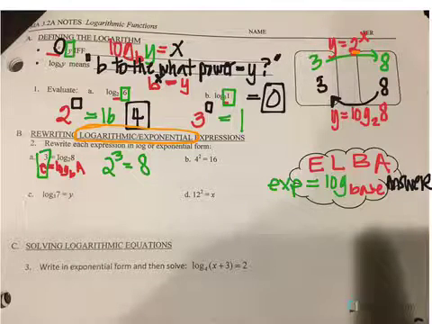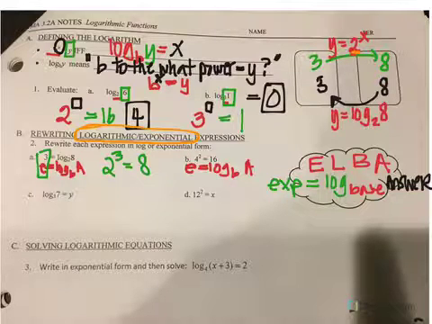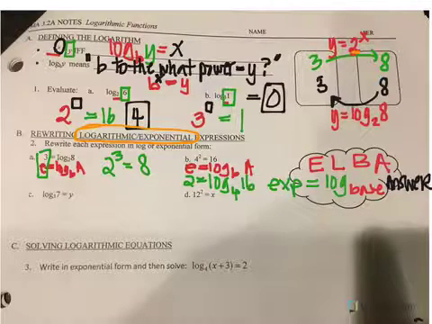Let's do it again here. I'm going to write down ELBA. And then I'm going to plug everything in for my problem. 2 was the exponent, 4 was the base, 16 was the answer.